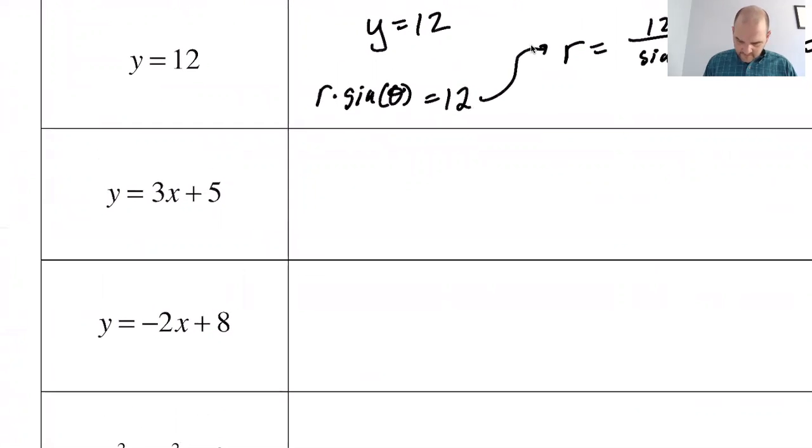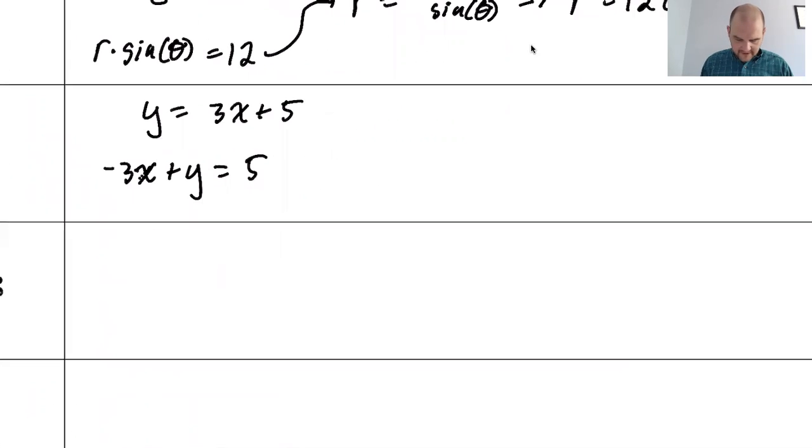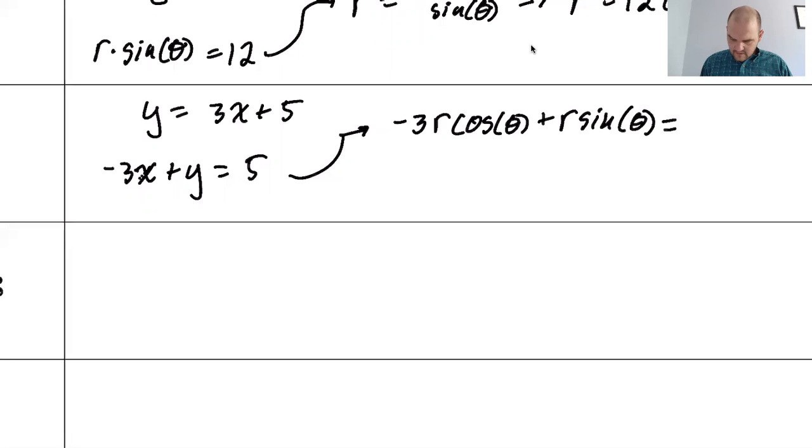So first, y equals 3x plus 5. You can save yourself half a step, but only half a step, if you rearrange this first and say negative 3x plus y equals 5. You're not saving yourself anything meaningful, but you save a step. So x equals r cosine theta, and then y equals r sine theta, and then the whole thing equals 5.